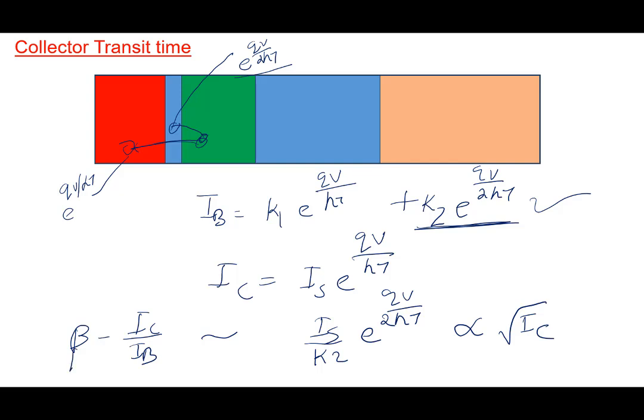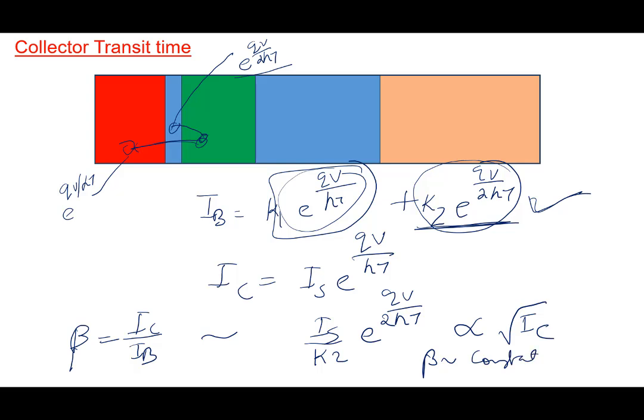So you are seeing now that beta would increase with collector current, because IC is increasing as qV by kT while base current is going as qV by 2kT. Base current is not going as fast as IC, therefore the ratio increases. But eventually, note that this term is increasing as qV by 2kT and this term is increasing as qV by kT, so this term becomes dominant. If this term becomes dominant, beta is constant. So based on this, you would expect beta with IC to go like this and then become constant. You would expect a constant here.